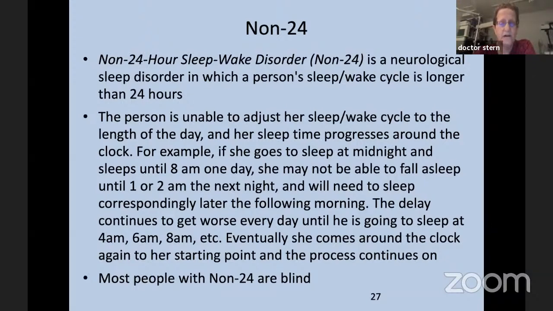And so it turns out that most people who have this non-24 are blind. And the reason is because if they are not able to have light go through these intrinsically photosensitive retinal ganglion cells, they're not getting the proper stimulation for regulation of the circadian cycle.